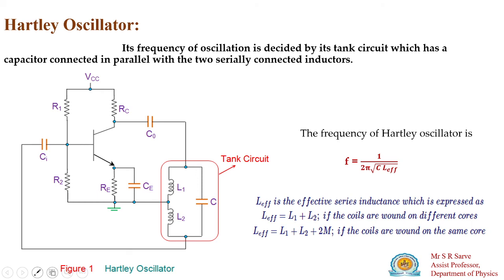And what is the frequency? That is the important part. This is the equation for the frequency of a Hartley oscillator. So the Hartley oscillator generates high frequency, and the tank circuit consists of two inductors L1, L2 and a capacitor. So this is about your Hartley oscillator. It was invented by the scientist Hartley, so its name is Hartley oscillator.